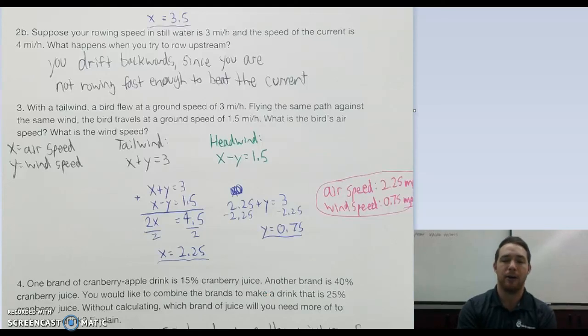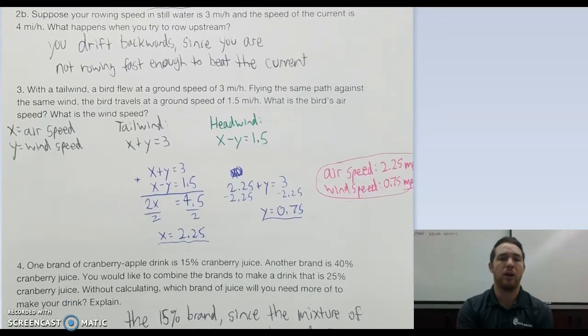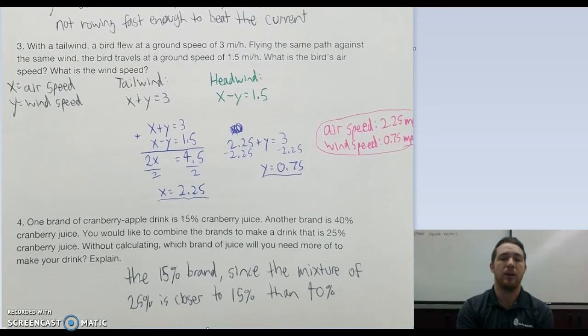And the answer there is we should need more of the 15% brand, because if we're trying to make a mixture that's overall 25%, we just want it to be closer to the 15% mixture than it is to the 40. If it was more of the 40% mixture, you would expect a higher overall percentage for your mixture.